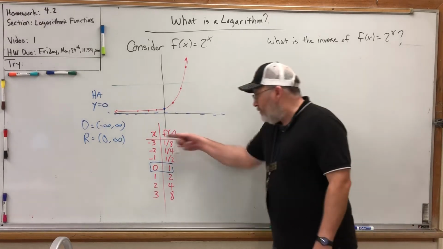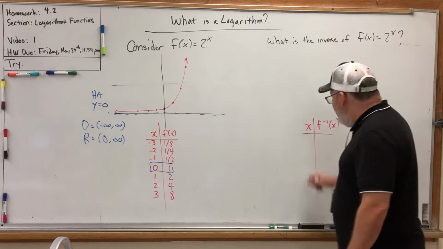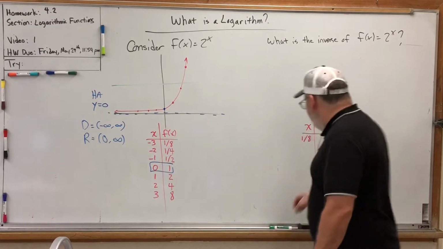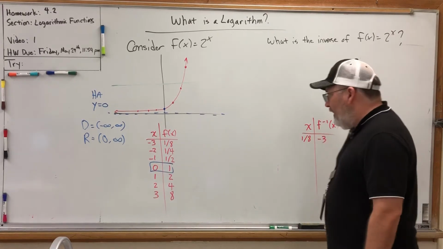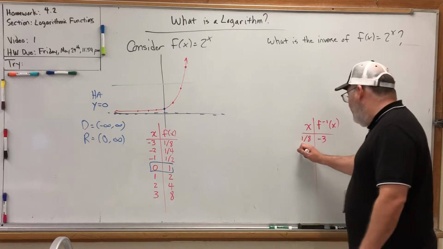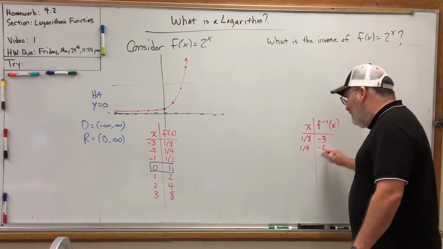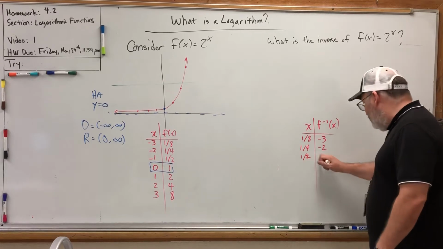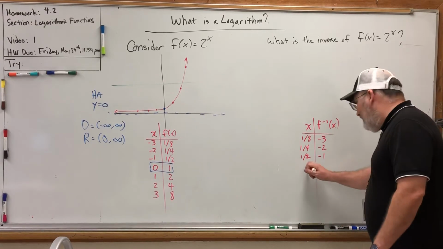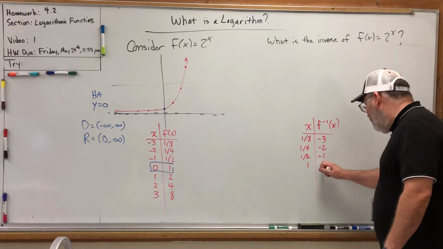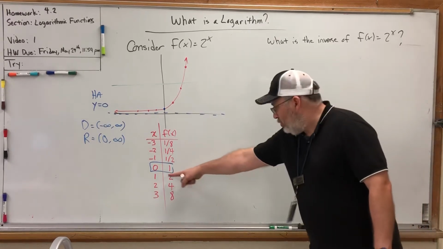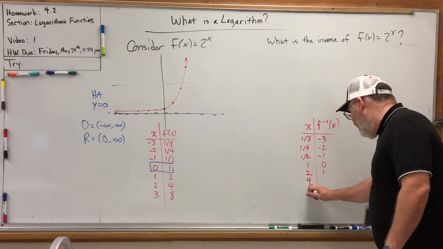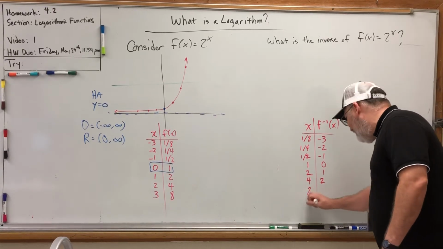It's supposed to reverse what this function does, meaning if I give it 1/8, it's supposed to give me back the -3. And if I give it 1/4, it's supposed to give me back the -2. And so on and so on. If I give it 1/2, it should give me back -1. If I give it 1, it should give me back 0. If I give it 2, it should give me back the 1. If I give it 4, it should give me back the 2. And if I give it 8, it gives me back the 3.